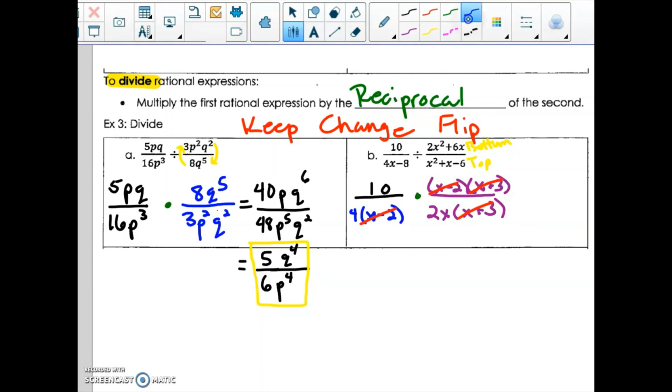And now what we have, when we multiply this back together, across the top you have a 10, and across the bottom you have 8x. And so we get to simplify that one more time. 2 divides into 10 and 8, which would be 5 over 2x. And that is our final quotient for the division of rational expressions.